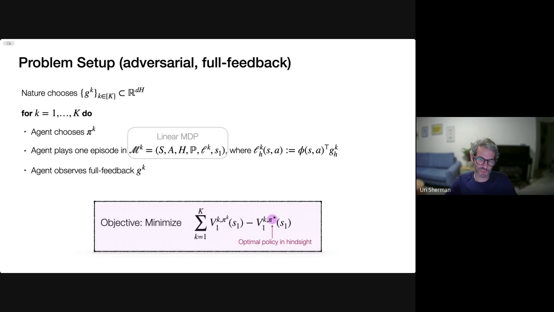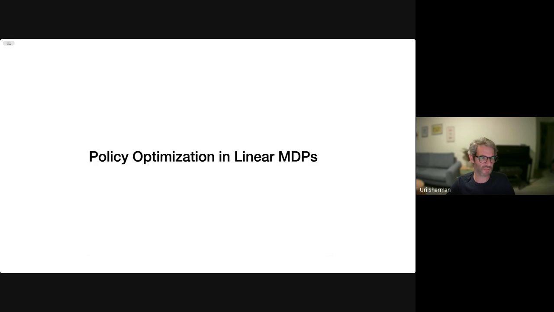The objective is to minimize the regret of the agent, which is measured by the sum of expected losses given by the value functions measured from the initial state, minus the sum of expected losses of the best policy we could have chosen in hindsight, with full knowledge of the environment dynamics, loss functions, and so on. So that summarizes the problem setup. If there are any questions relating to this.